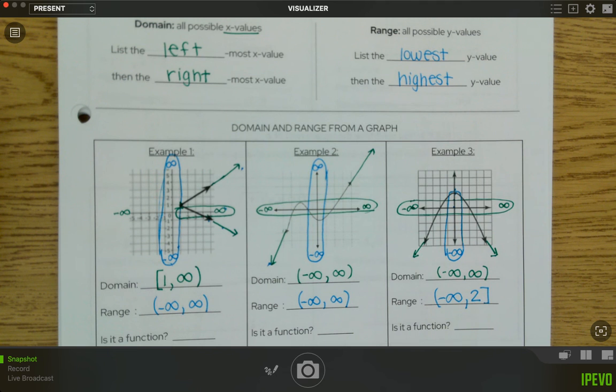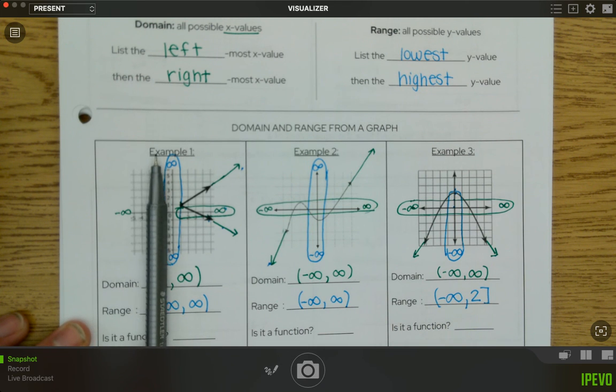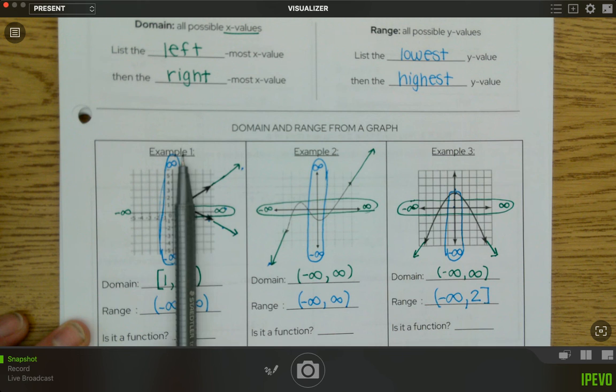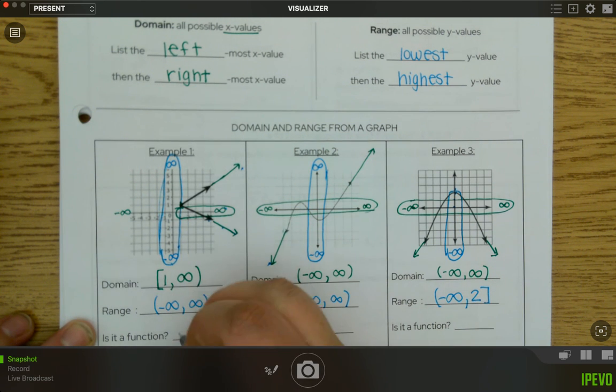And then the very last thing we're going to do is ask ourselves, is it a function? So that's where you do the vertical line test. I'm going to drag my pen across, and if it crosses twice, it's not a function. Whoop, there it is. So it crosses here and here. That's a repeat, so it's a relation, not a function.